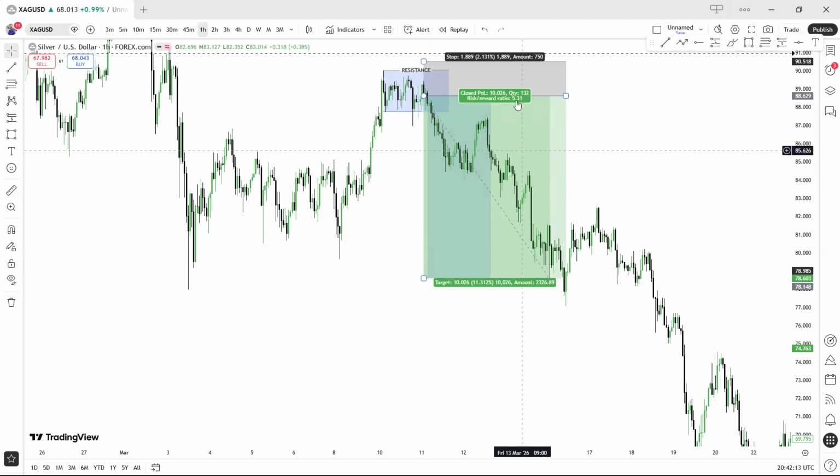This is 1:5. If you risk $100 here, you're making $500 from the trade. If you risk $50 here, you're making $250 from the trade. That's as simple as that.